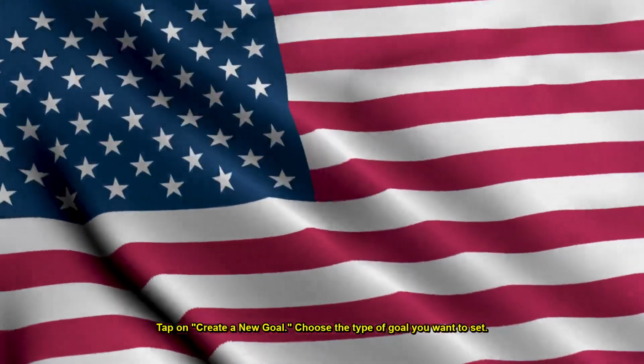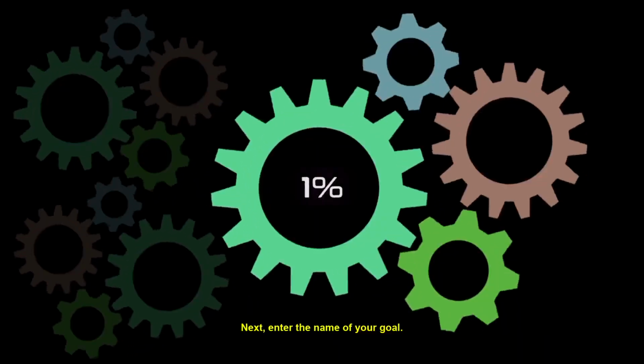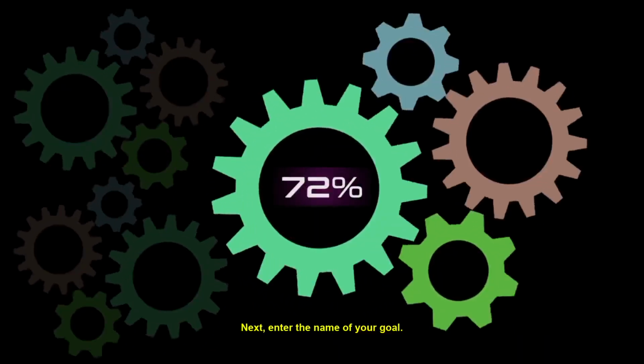Choose the type of goal you want to set. Options can include saving for a vacation, an emergency fund, or any personal project. Next, enter the name of your goal. Select the amount you want to save for. Set a deadline for when you want to reach this goal.